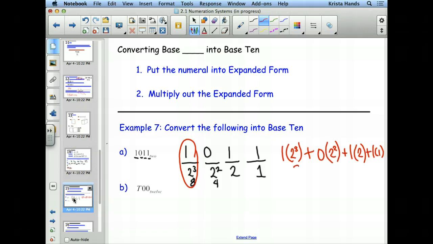We already did this one. This is 8. This is multiplication by 0, so it's nothing. 2 times 1's 2, and then I've got 1. So what number is this in our number system? So we said it. 11, right? This is the number 11.